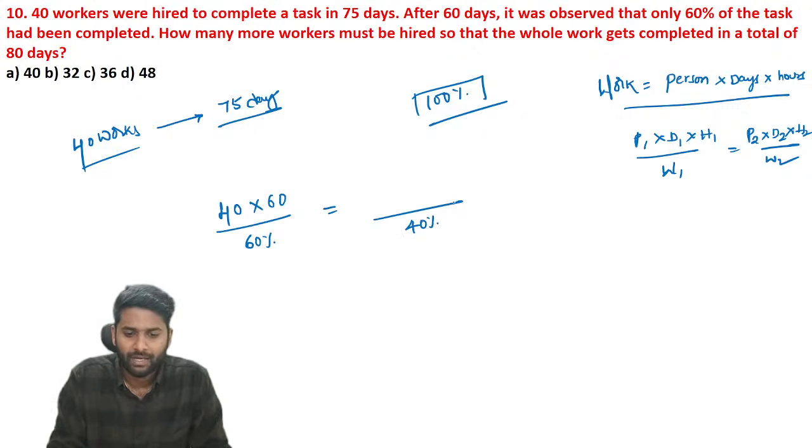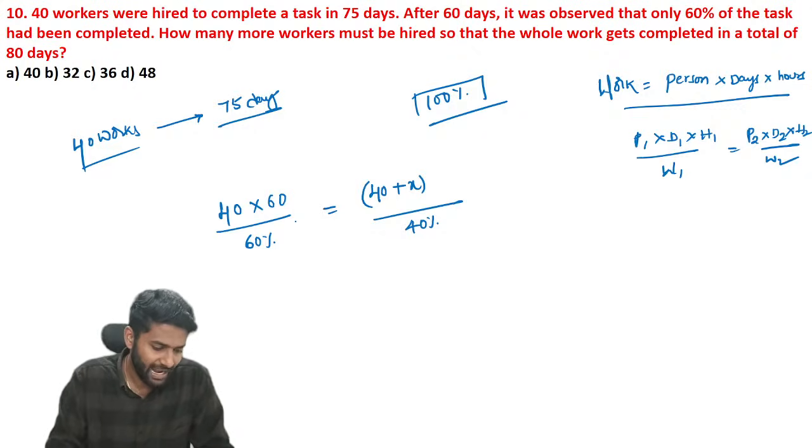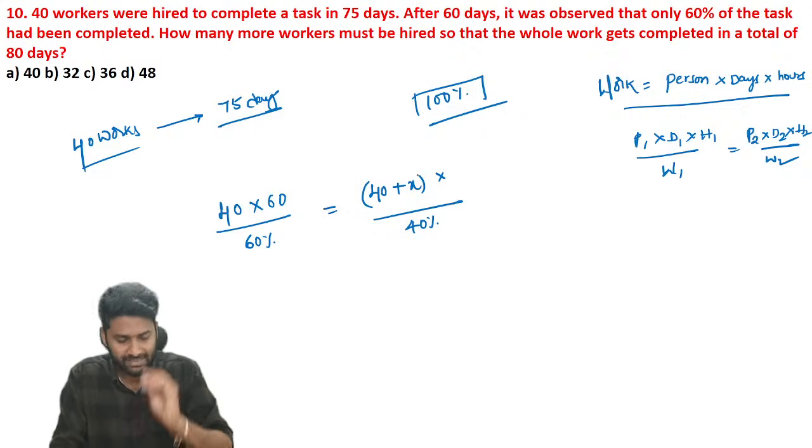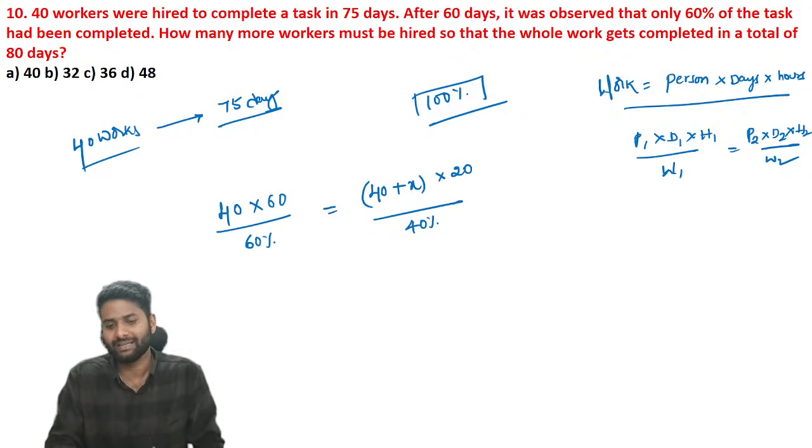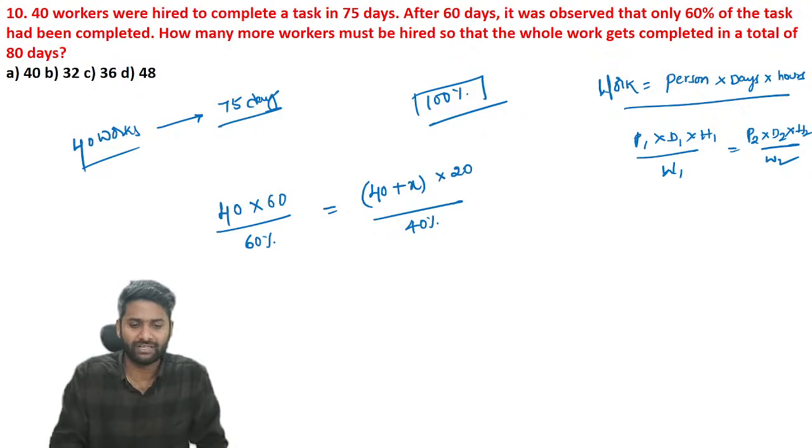40. Now for this 40 percent of the work, we have to assign extra people. Initially we have 40 workers, then we are adding x more people. Because of this addition, the entire work is completed in 80 days. It means 60 days already completed 60 percent, then the remaining 40 percent, because we hire extra people, will be completed in 20 days.